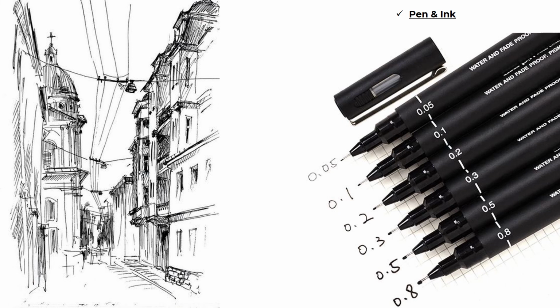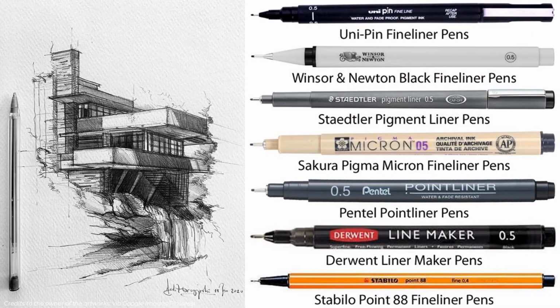Now we move on to your pen and ink rendering. In here, you need to use your Unipin or your technical pen. Here are some examples of your pen and ink. Your pen and ink rendering starts with light sketches on a pencil, and then you use pen and ink to render your subject.